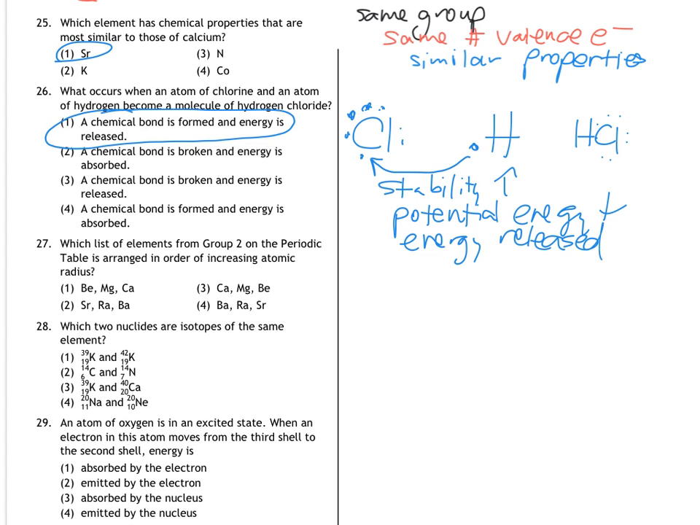Which list of elements from group 2 on the periodic table is arranged in order of increasing atomic radius? In group 2, one thing you can remember is that as you go down the table, the atomic radius increases. So atomic radius is highest at the bottom of group 2. I would say you're just going to choose a list that goes in order from top to bottom. And I can see that B, E, M, G, C, A goes in that order.